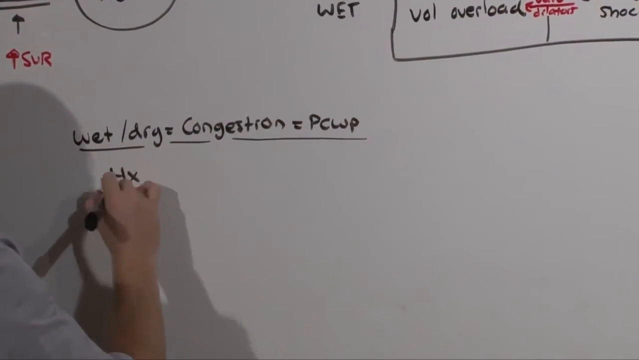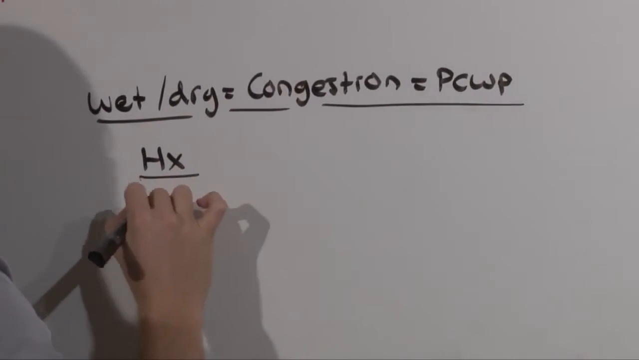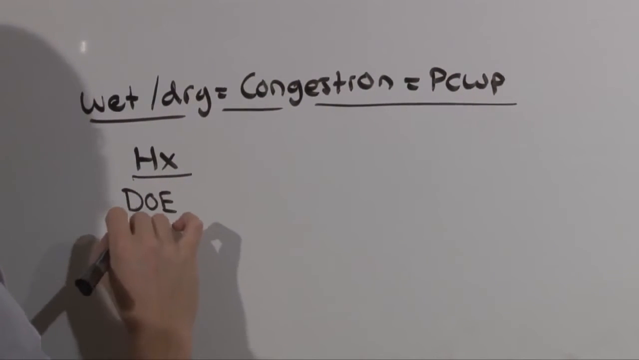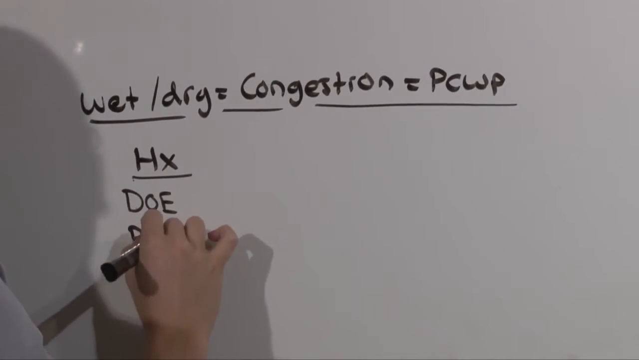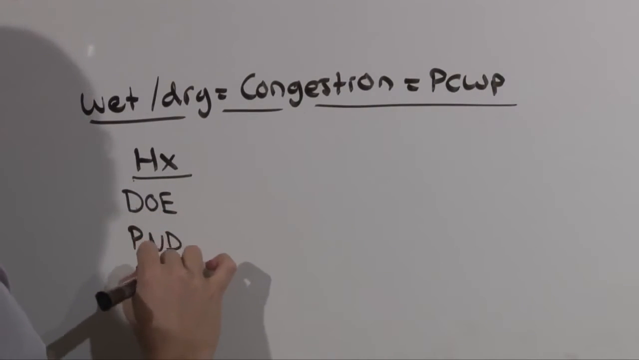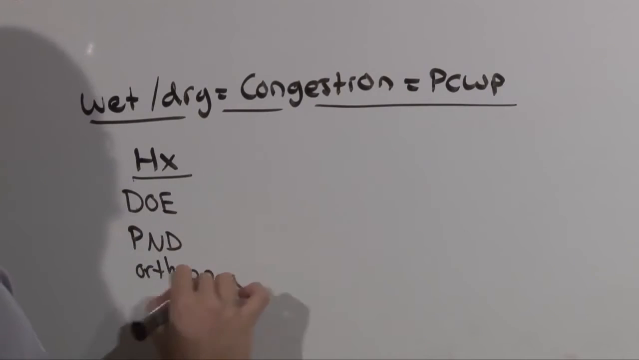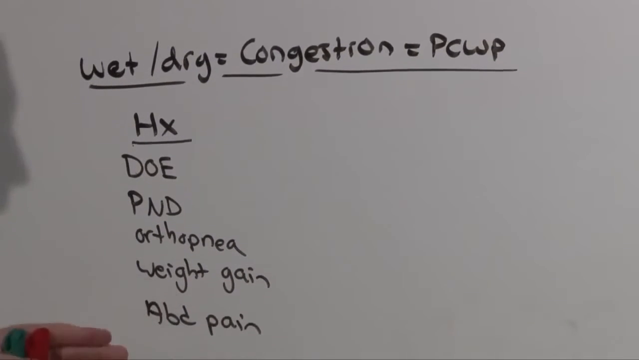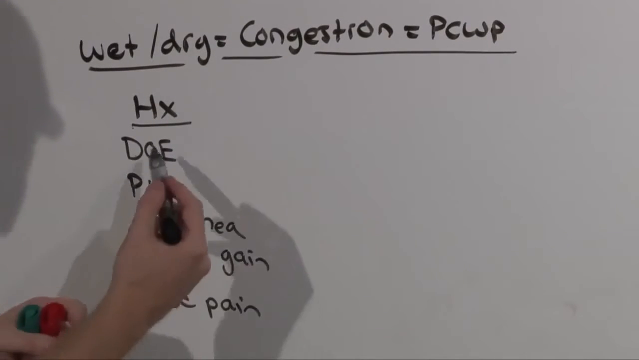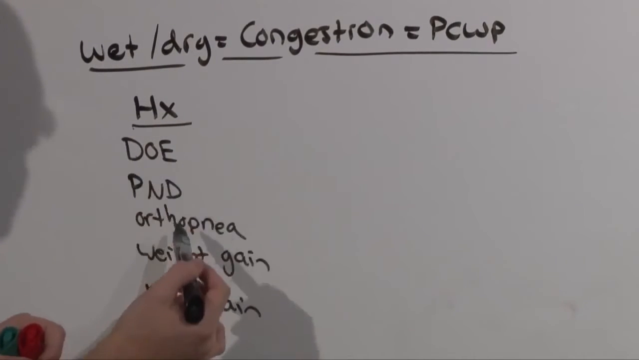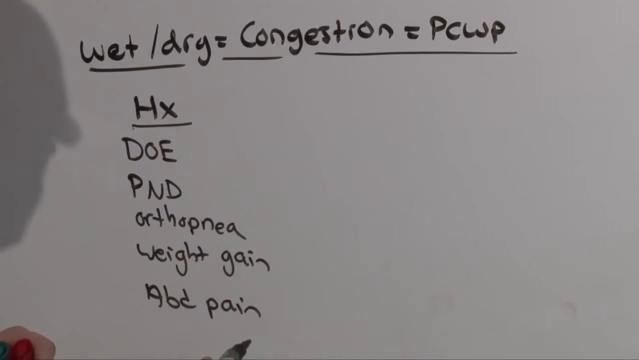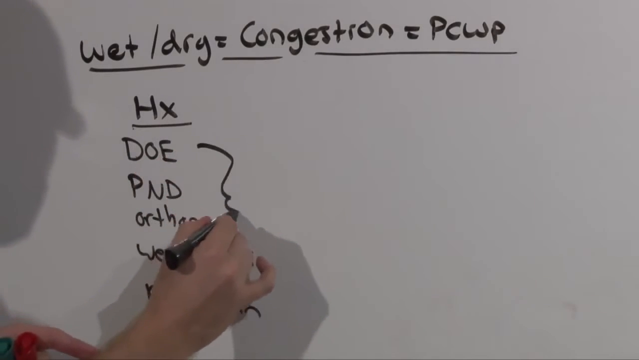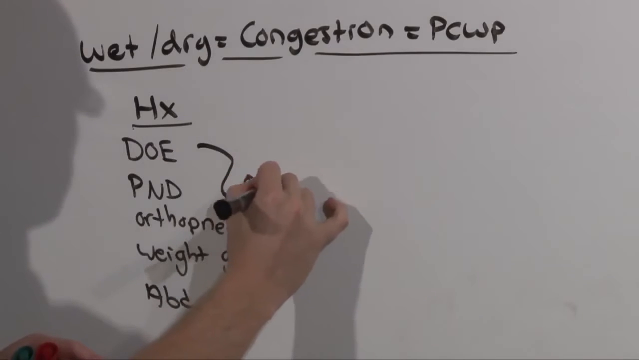Historical questions are going to be the things that we use to identify heart failure in the first place. Dyspnea on exertion, paroxysmal nocturnal dyspnea, orthopnea, and weight gain. Don't forget about abdominal pain. Now we know this person already has heart failure, so the presence or absence of these things aren't very useful. We know they're going to have them. What you're looking for is an increase in severity.